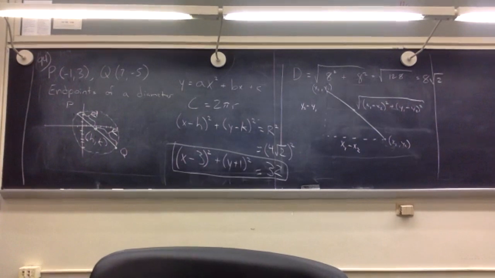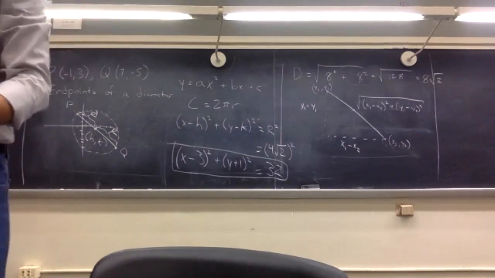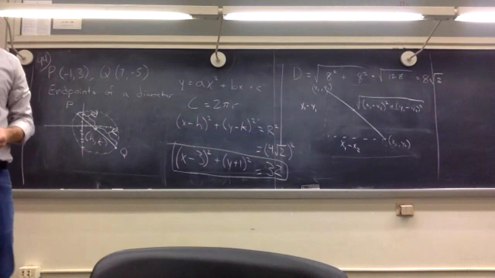We didn't really get to 11, but it's finding the slope of a line through two points, finding the y-intercept of a line. That whole section is on lines, which are far simpler than what we've been doing. Yes, sir.